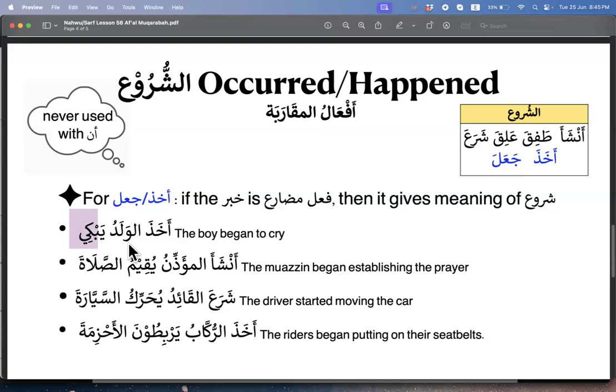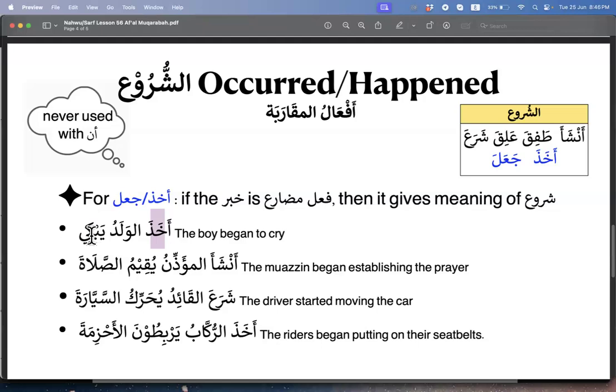It's the boy began to cry. Otherwise, you might think akhadha is fi'il madi, this is fa'il, and then maybe you think hal of this. So the boy took something while he's crying. Maybe you think that, but it's not. I guess if you want to say the boy took something while he's crying, you must have a maf'ul, right? So here it's not there, so it cannot be that meaning.